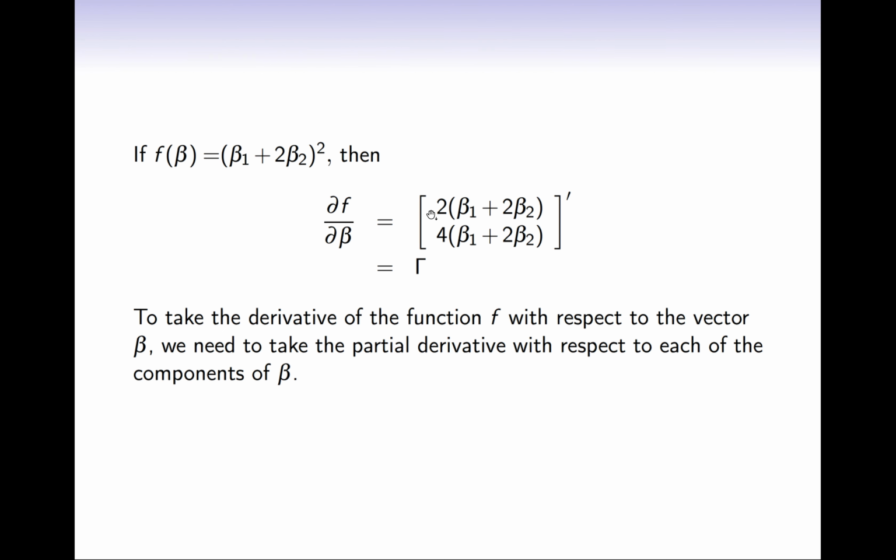Okay, let's look at an example. If this is my f of beta, then when I take the derivative with respect to beta 1, it is this. The derivative with respect to beta 2 is this, because we take the derivative of what's inside, so you pick up another 2. I'm going to define this derivative as gamma.